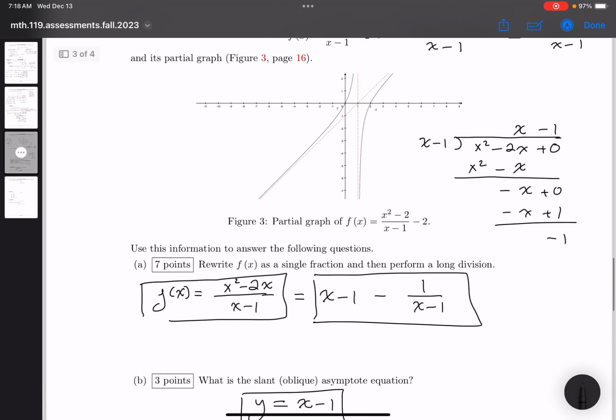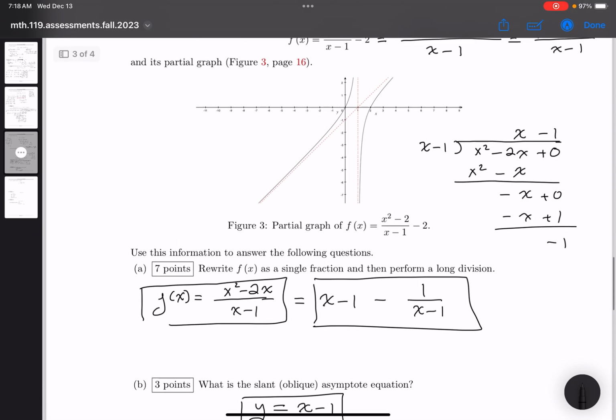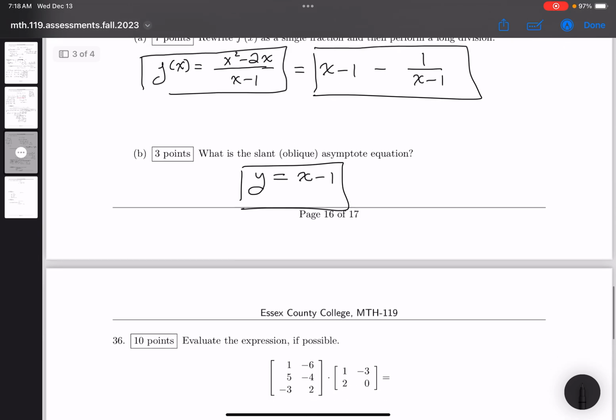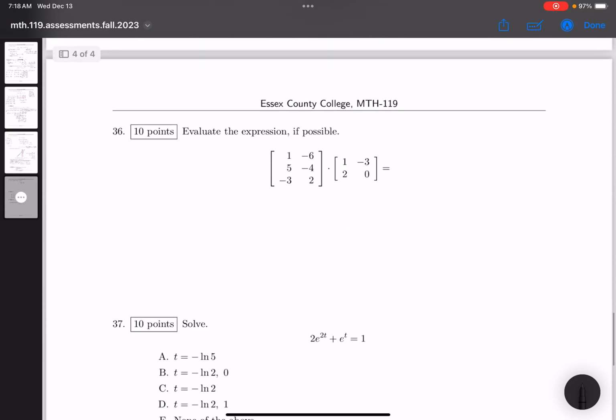Right? You can look at the graph that they've given you, and that does appear to be the case, by the way. Let's go to the next question. Next question is a multiplication problem. And matrix multiplication, I always say it's tedious to do, but the bottom line is it's not that tedious.